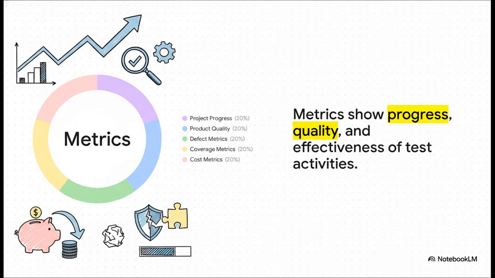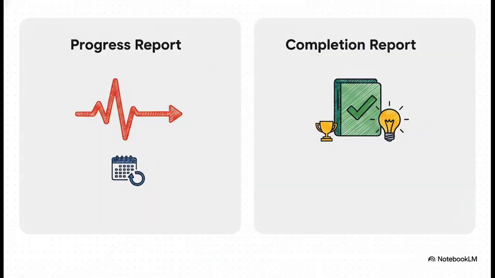To get the full picture, teams usually track progress against the plan, the quality of the product, defect counts, how much test coverage they have, and of course, the costs. Reporting is how you communicate those metrics, and there are really two main kinds. The progress report is like the regular heartbeat of the project, a weekly update that tells everyone where things stand. The completion report is the big summary at the end of a phase, capturing the overall quality and, just as importantly, the lessons we learned along the way.